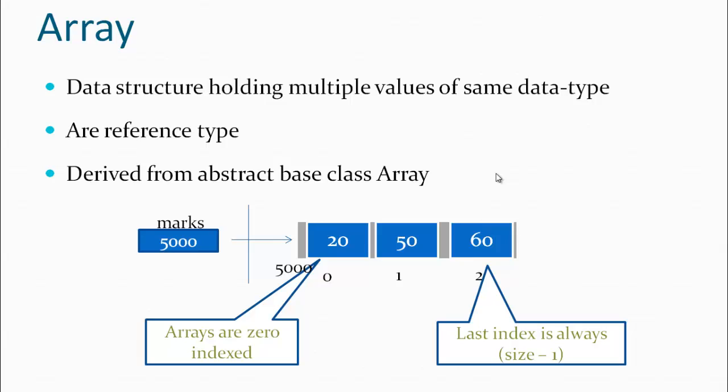And as shown here, array elements can be accessed using indexes. An array always starts with index 0 and the last index is always less than the array size by 1. In this example, if we access marks[0], it will return 20, but if we try to access marks[3], we will get an index out of range exception.